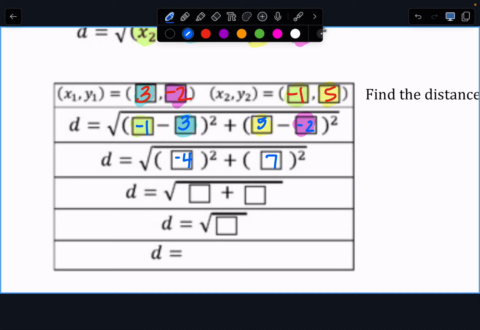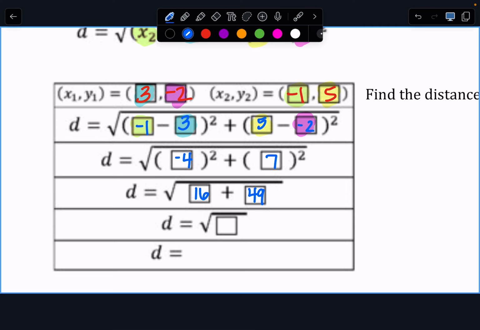Now what happens when you square a negative number? It's gonna be positive. No, we don't times by 2. -4 squared. Okay, so -4 squared is what? Which is 16, a positive 16. 7 squared is 49.